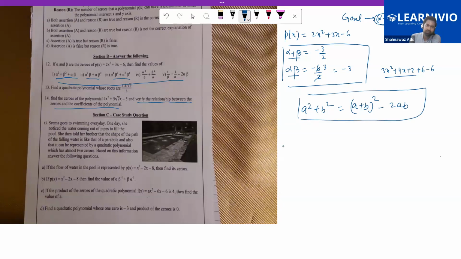Sir, is this the second part? No. I'm talking about this question, the other method to solve this question.